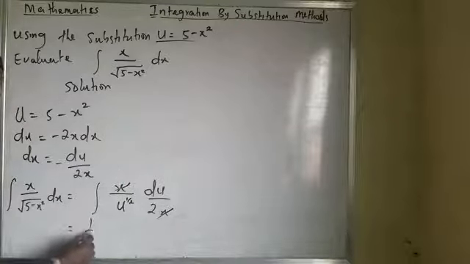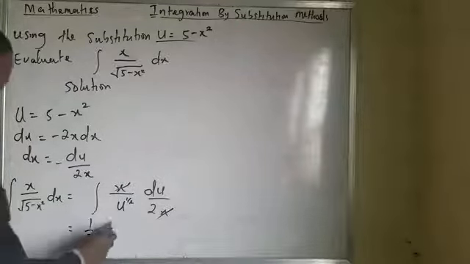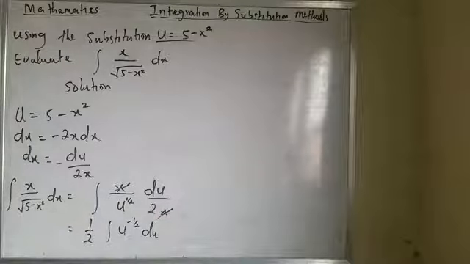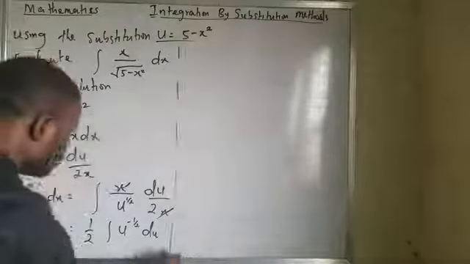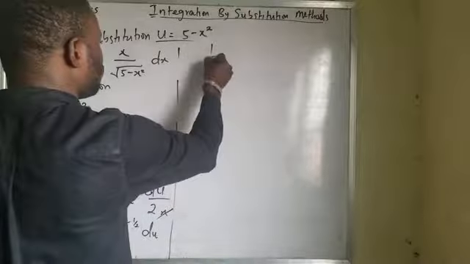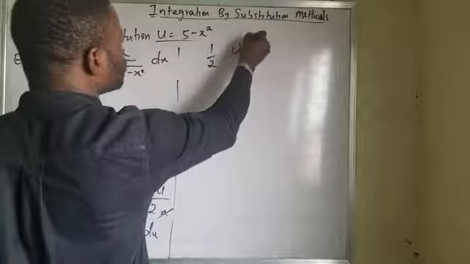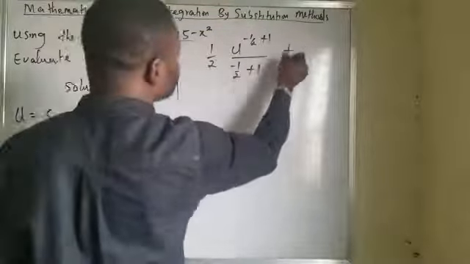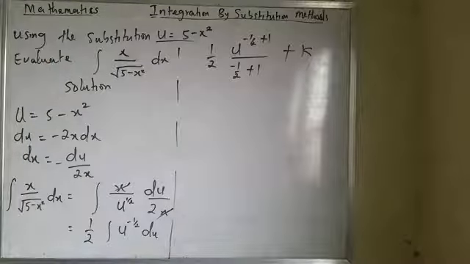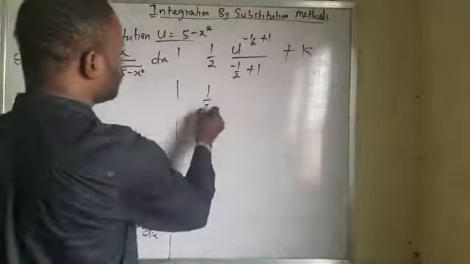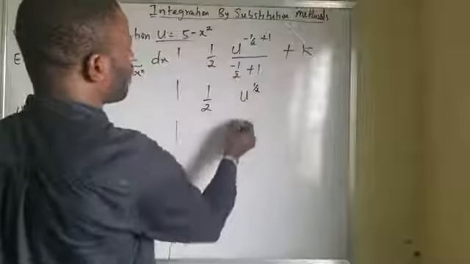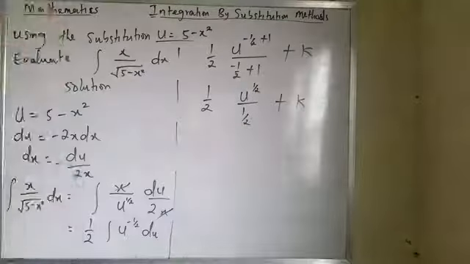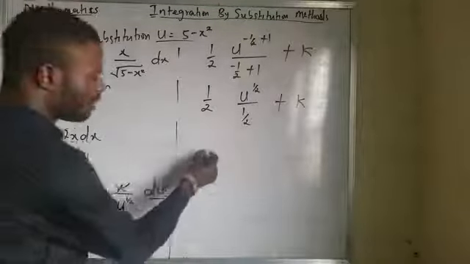It means I can say that 1 over 2 is a constant value. It will be the integral of u raised to power minus 1 over 2 du. Since I have this, I can now move on by having 1 over 2 times u raised to power minus 1 over 2 plus 1, divided by minus 1 over 2 plus 1, plus k. That gives 1 over 2 times u raised to power 1 over 2 divided by 1 over 2, plus k.